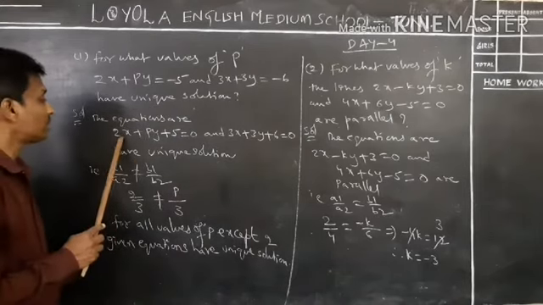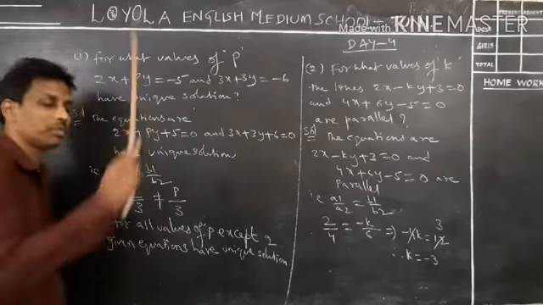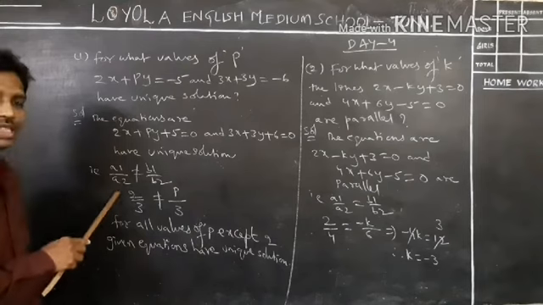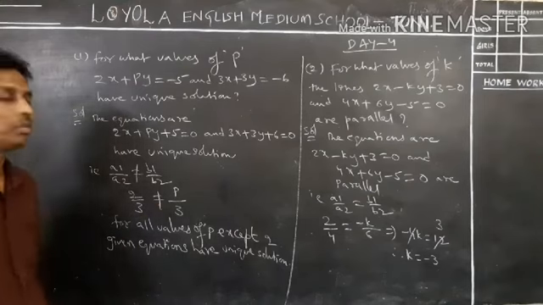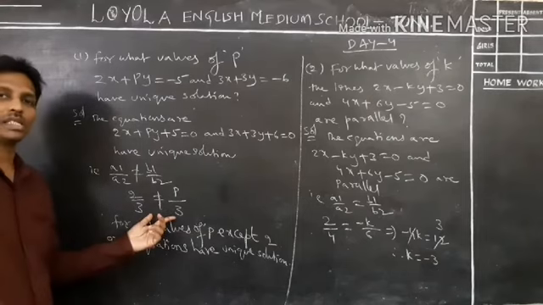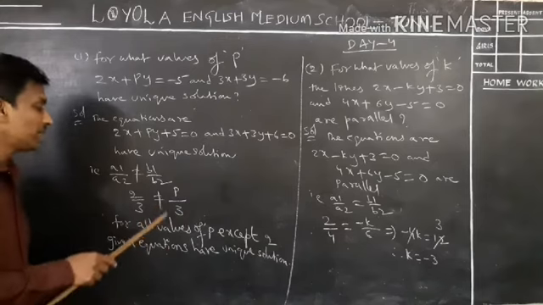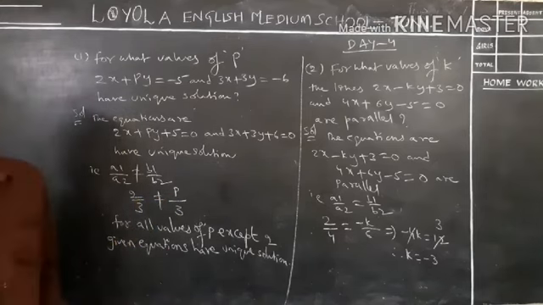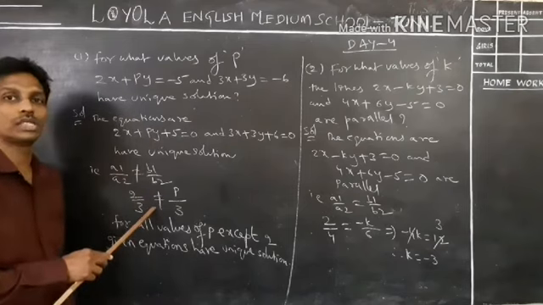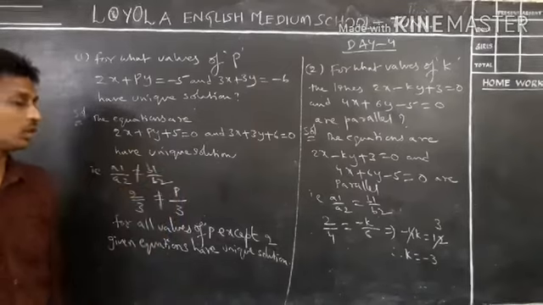So what are the values? This is a1, this is b1, this is c1, a2, b2, c2. Let us substitute in this condition. 2 by 3 won't be equal to p by 3. Anyway, the denominators are equal, 3, 3. That means from this we came to know the p value never equals 2. Here not equal to is given. So we came to know p value must not be equal to 2.